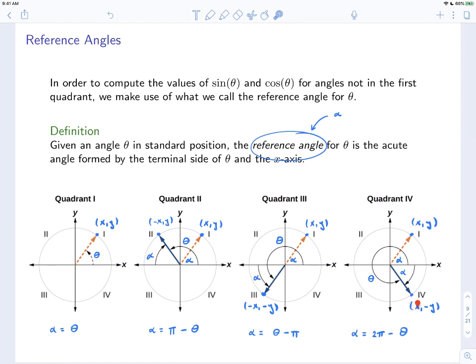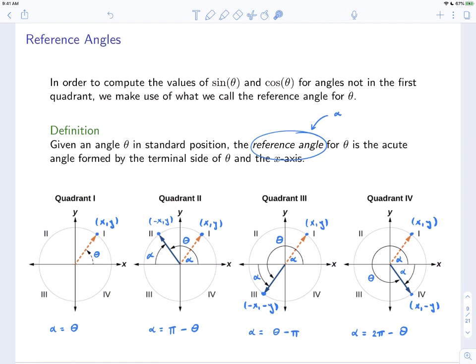The x is the same because you move to the right of the y-axis by the same amount, but now you're moving below the x-axis, so the y-coordinate is going to be negative. These coordinates, x and y, represent cosine and sine of the angle alpha.